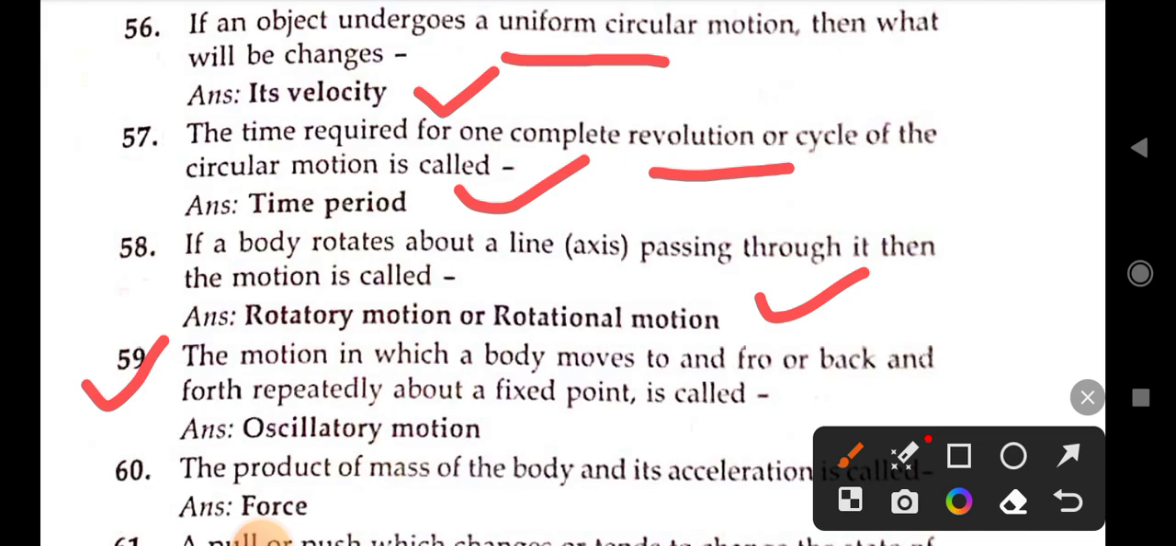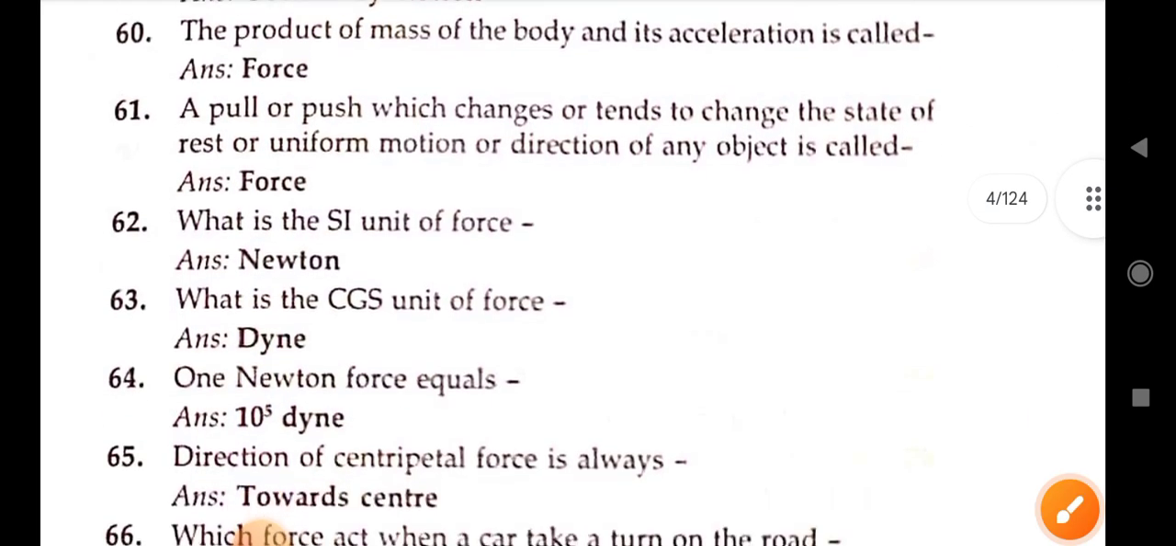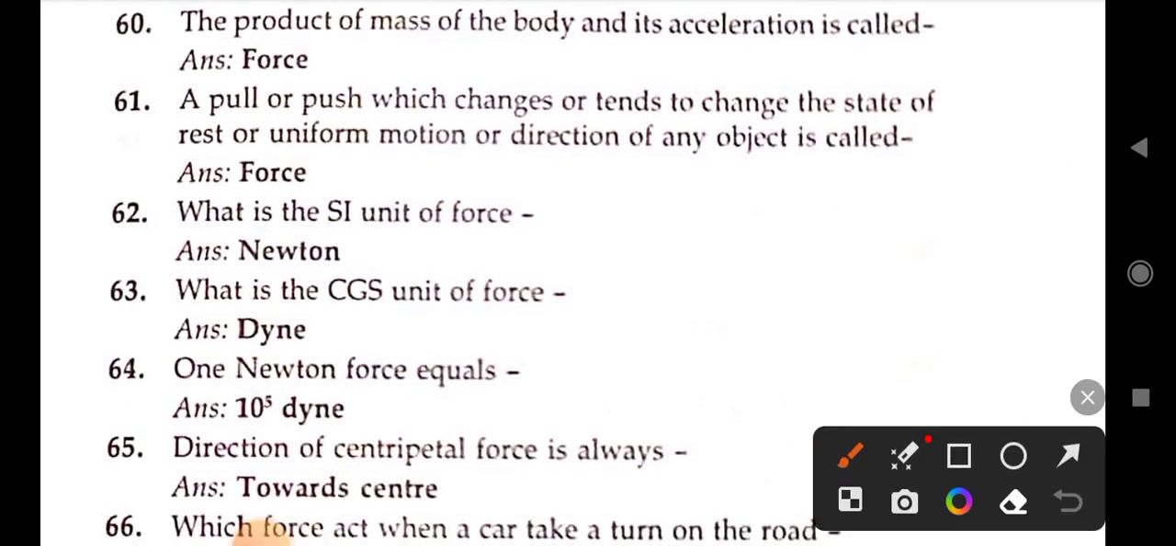back and forth repeatedly about a fixed point is called oscillatory motion. Next, the product of mass of a body and its acceleration is called force. A pull or push which changes or tends to change the state of rest or uniform motion or direction of any object is called force.